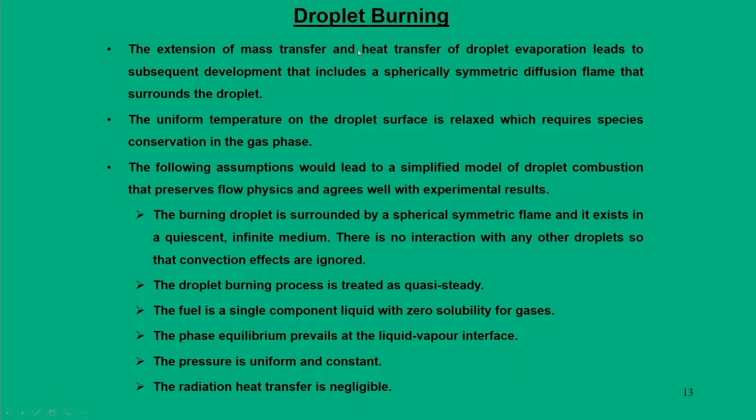So, we are now going to study the combined effect of temperatures and concentrations with respect to droplet evaporation, and subsequently we are going to calculate the droplet lifetime. The extension of mass and heat transfer of droplet evaporation leads to the subsequent development that includes a spherically symmetric diffusion flame that surrounds a droplet. Now, in this case, the uniform temperature, which we assumed to be the boiling temperature, is now relaxed. That means the analysis becomes more complicated.